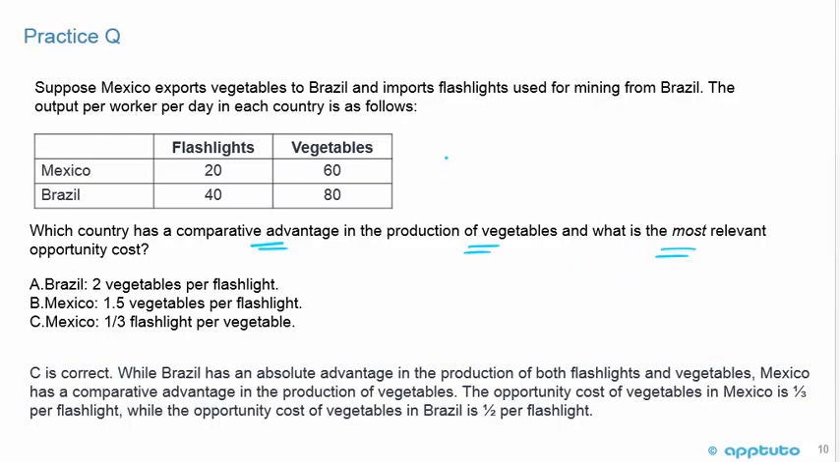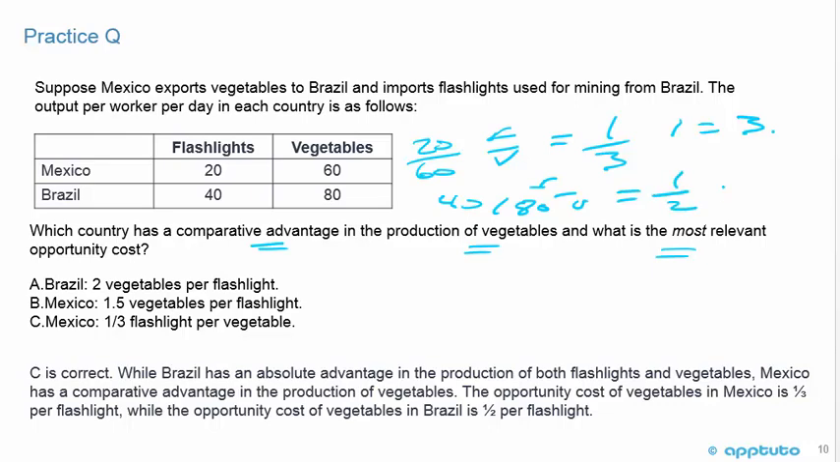So we're going to look at the opportunity cost with regards to vegetables. So remember, we're going to make the flashlights the numerator and the vegetables the denominator, okay? So 20 divided by 60, flashlights over vegetables, gives us 1/3, okay? Or 1 flashlight equals 3 vegetables. Now for Brazil, it's going to be 40 over 80, flashlights over vegetables, which equals 1/2. So 1 flashlight equals 2 vegetables, okay?